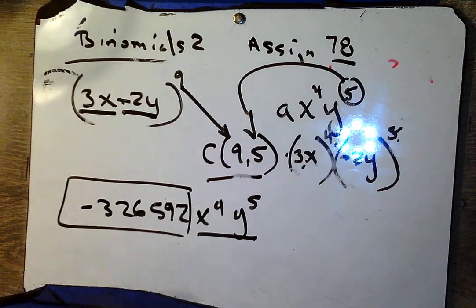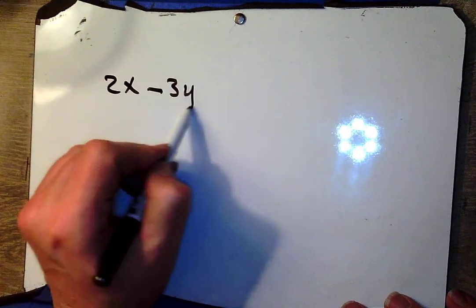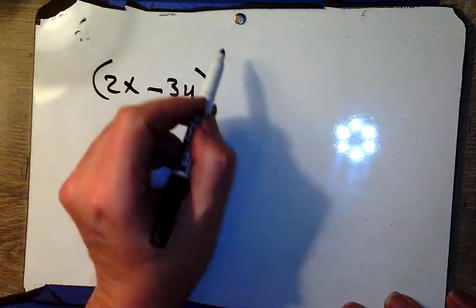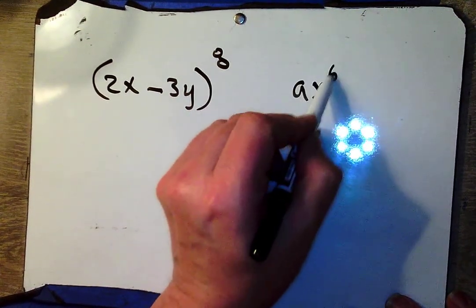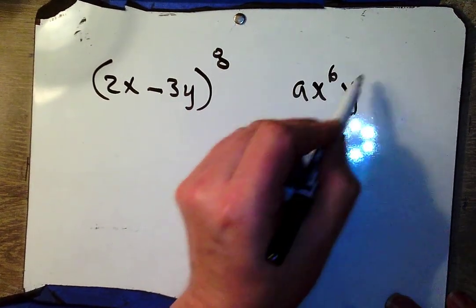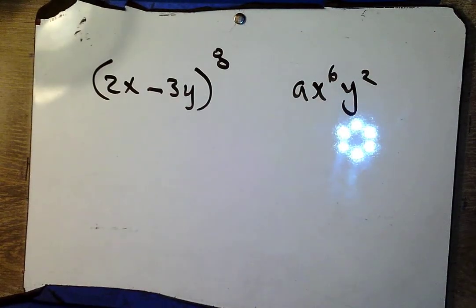Okay. One or two more? How about this one? 2x minus 3y to the eighth, and I want the coefficient on x to the sixth, y to the second. Give that a try, please, and we'll go from there.